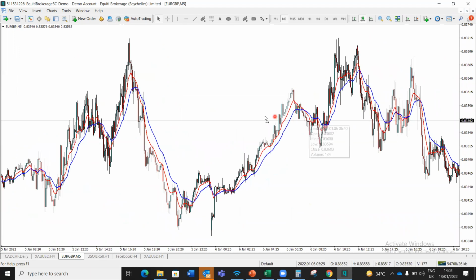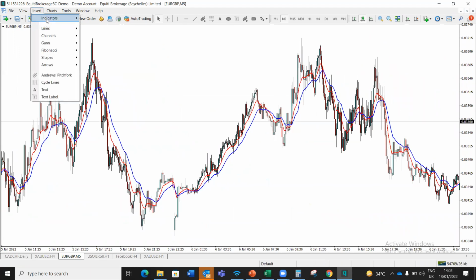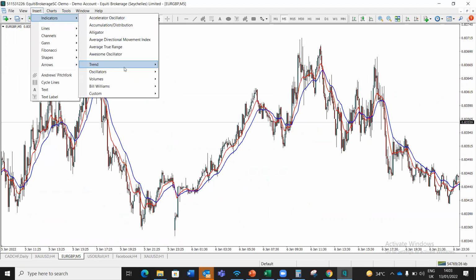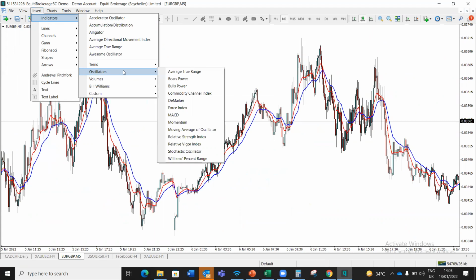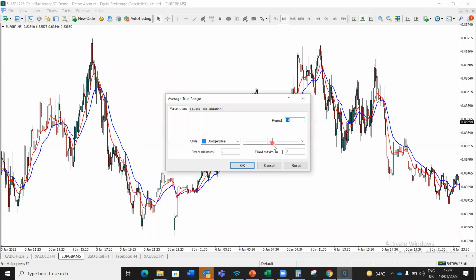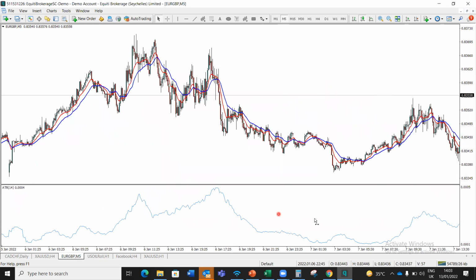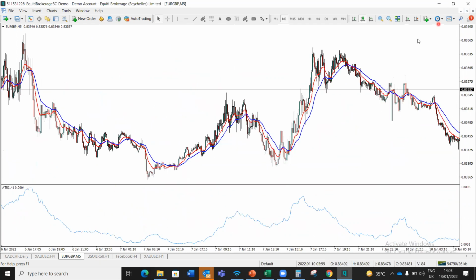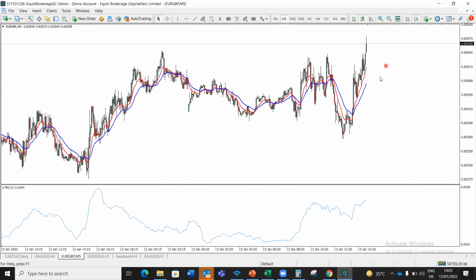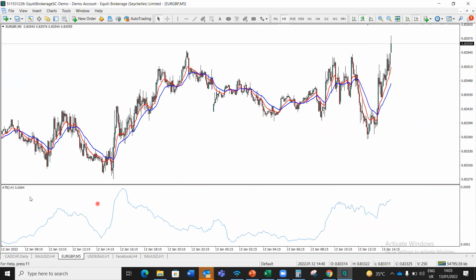So if you don't know how to install the average true range, you come to Insert, then Indicators, and then you come down to Oscillators. The average true range is an oscillator. So just use the average true range with its default setting. One of the things the average true range helps us to identify is how we can have our stop loss used on our charts.